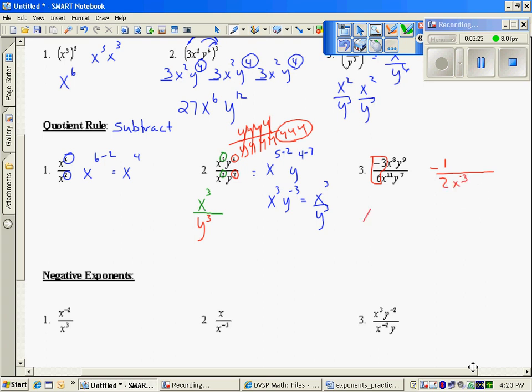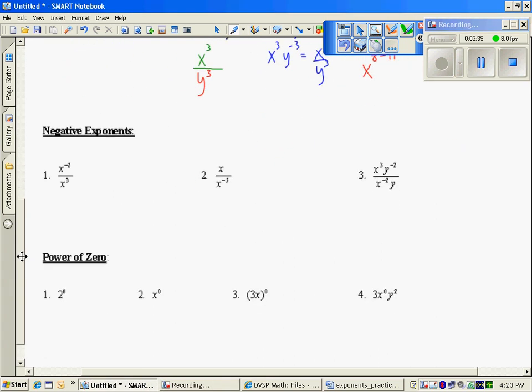And where did I get that? 8 minus 11. Looking at my y's, I'm going to get 2 in the numerator. 9 minus 7 is 2. Negative exponents, remember that's a change of position. It's in the exponent, which means multiplication. Multiplication and division work together.